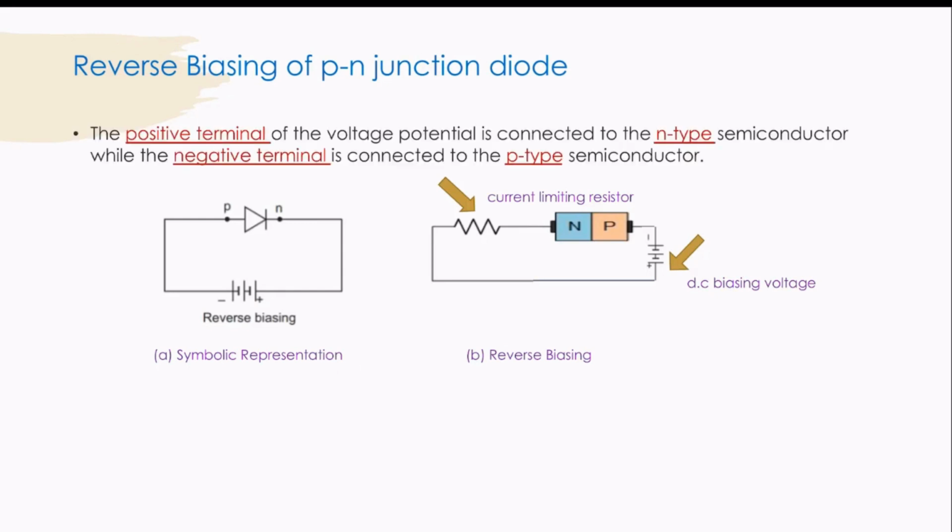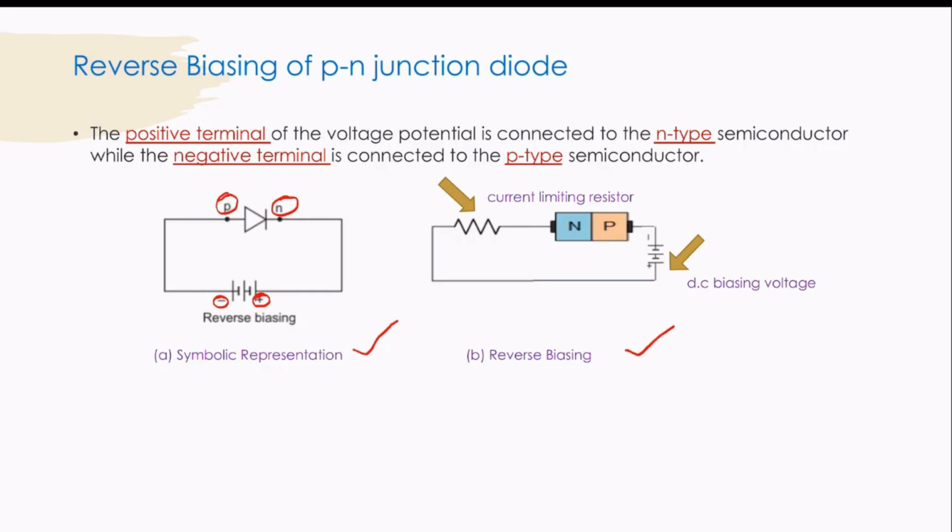In the reverse biasing of the PN junction diode, the positive terminal of the voltage potential is connected to the N-type semiconductor while the negative terminal is connected to the P-type semiconductor. So if you see here, this is a symbolic representation for the reverse biasing of the PN junction diode in which the positive terminal of the voltage potential is connected to the N-type semiconductor whereas the negative terminal of the voltage potential is connected to the P-type semiconductor.